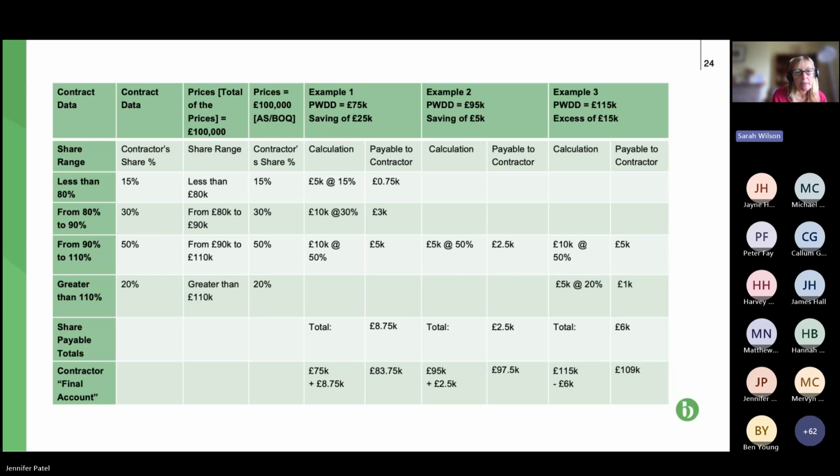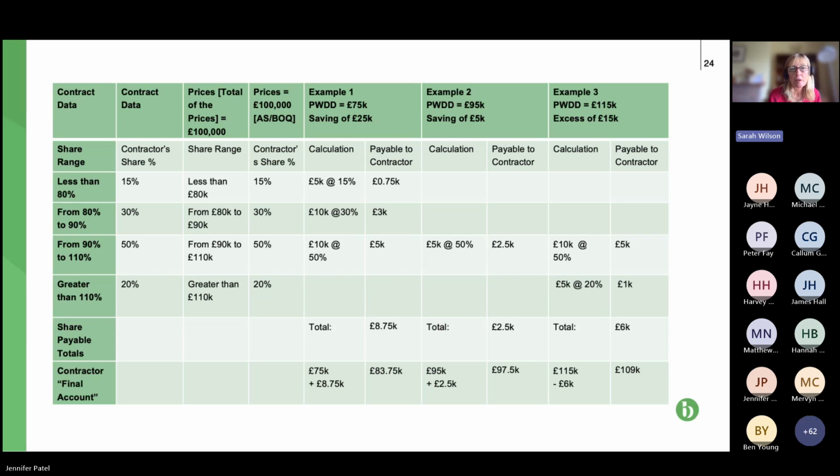So we've got here less than 80%, from 80 to 90%, and this is the increments that I'm referring to, from 90 to 110%. Basically, you'll all know this, I know, but 100% to 110, that is the gain. Sorry, that is your pain situation. When you go over 100% of your target, you are in pain. So 100 to 110% is your first tranche of pain share. And then greater than 110% is again a pain share.